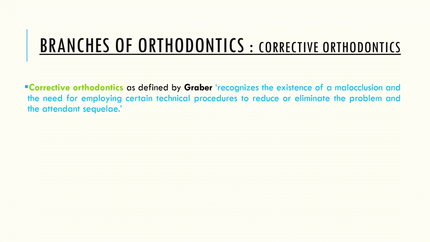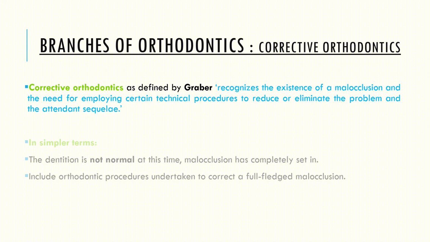Corrective orthodontics. As defined by Graber, corrective orthodontics recognizes the existence of a malocclusion and the need for employing certain technical procedures so as to reduce or eliminate the problem and the attendant sequelae. In simpler terms, we know that the malocclusion is set in and it has reached its complete severity. The dentition is not normal at this particular time. So these are the orthodontic procedures which are included to correct a full-fledged malocclusion.